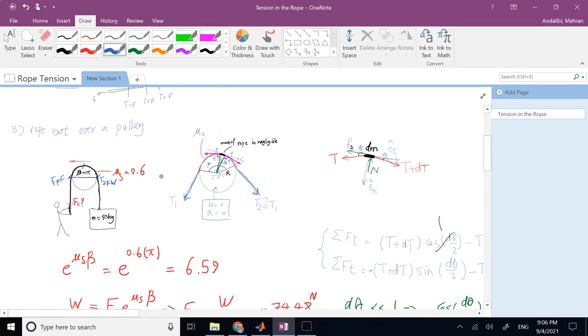But I just want to make sure that please, please, please, whenever you use some formula or some relation or anything, make sure the assumptions behind it are valid.